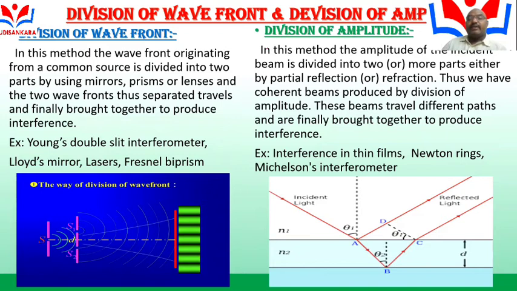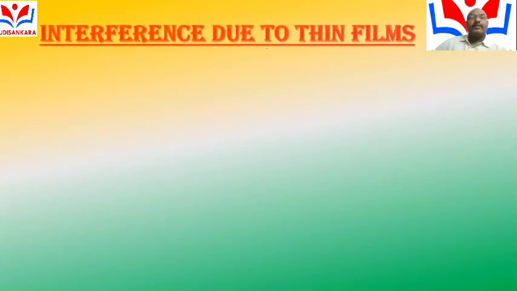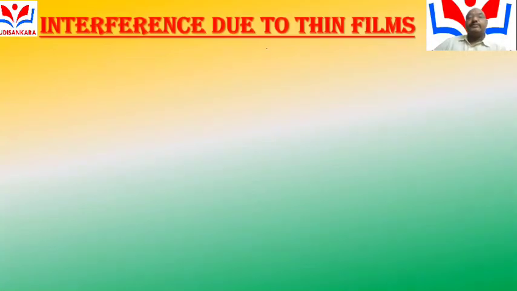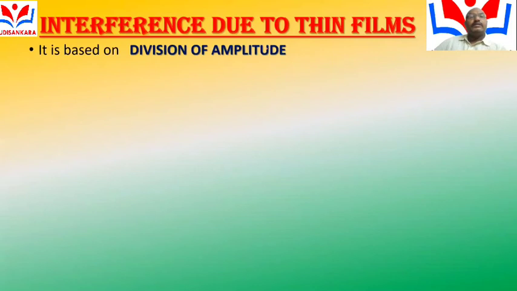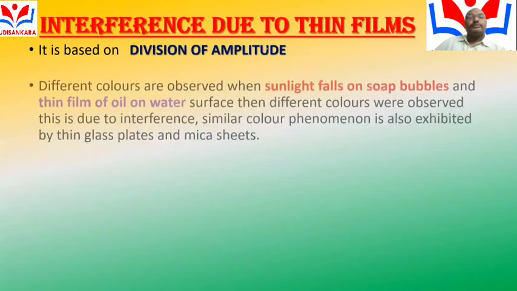Here, in a thin film by reflection, monochromatic light falls on a thin glass plate and is reflected back. These reflected lights get superimposed with each other, forming an interference pattern of maxima and minima. This is interference due to thin film, and it is based on the division of amplitude.